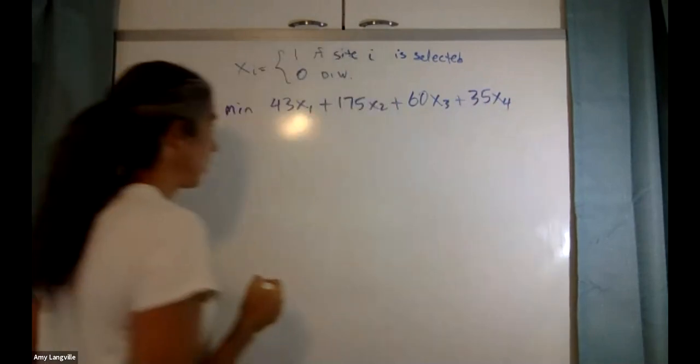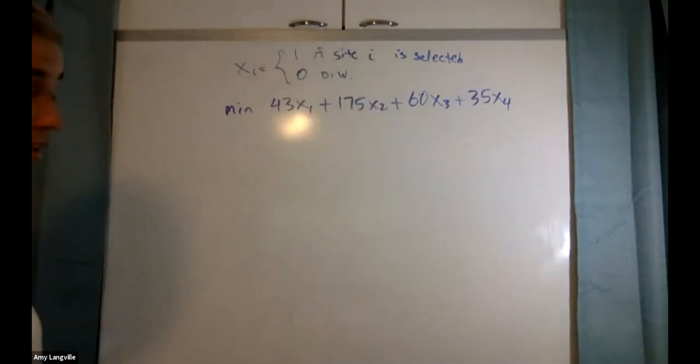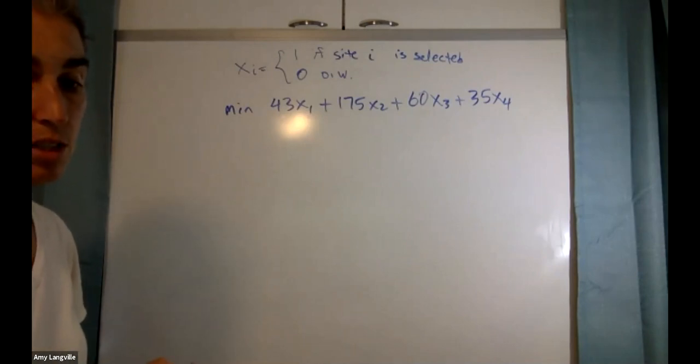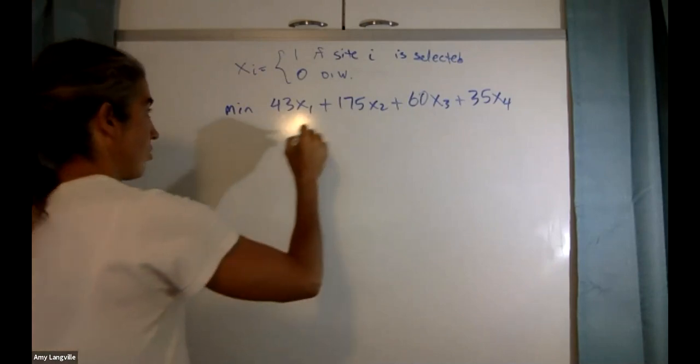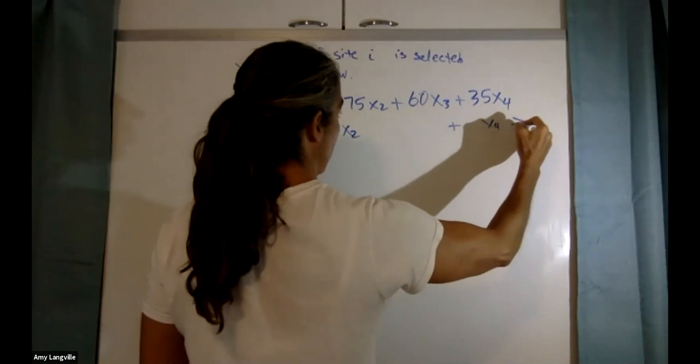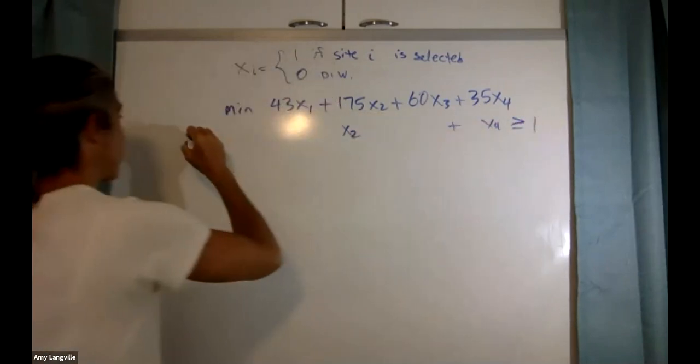Okay, but there were constraints. It's not an unconstrained problem. We wanted to cover each region. So in the Northwest region, if site 2 or 4 was selected, we're covered. So we need, this is for the Northwest region.